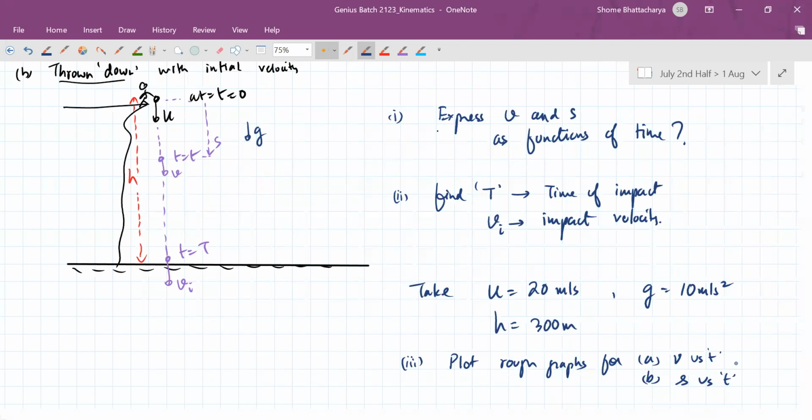We are just concerned with the motion happening between the time we threw it down at t equal to 0 till the time it hit the ground at capital T. So now we have to get the numerical values of capital T and impact velocity, whereas V and S in the first part you have to get as functions of time. This is direct application of uniform acceleration 1D motion.